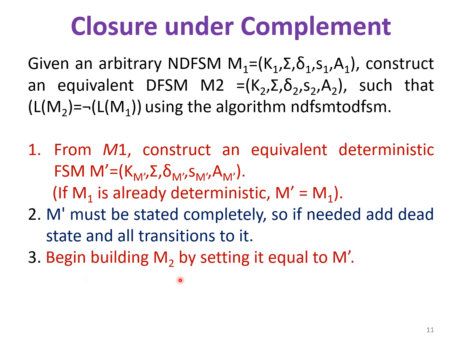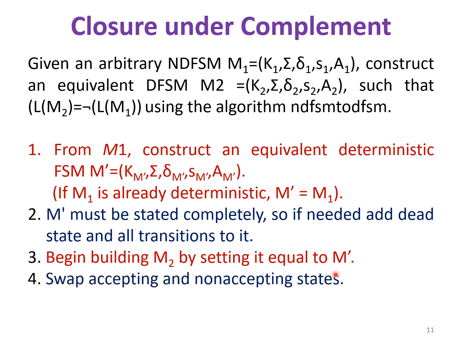Begin building M2 by setting it equal to M dash. Swap accepting and non-accepting states. So, M2 is equal to (K_M', Σ, δ_M', S_M', K_M' minus A_M').